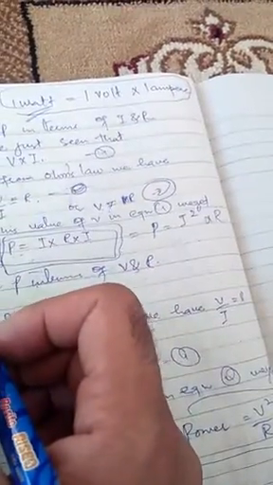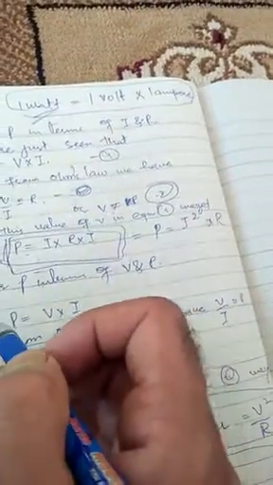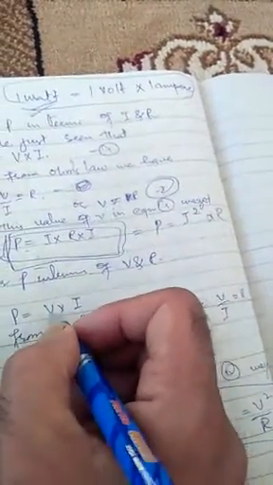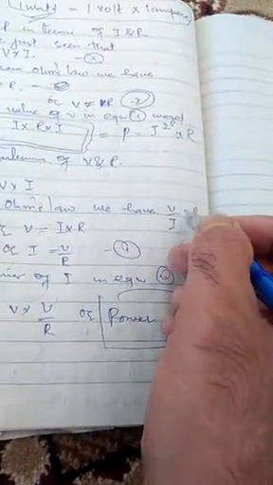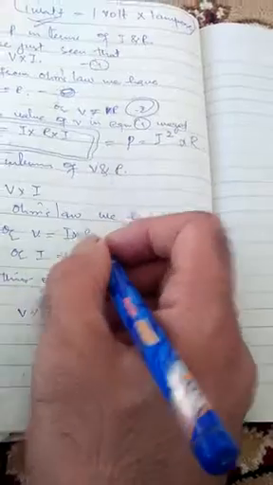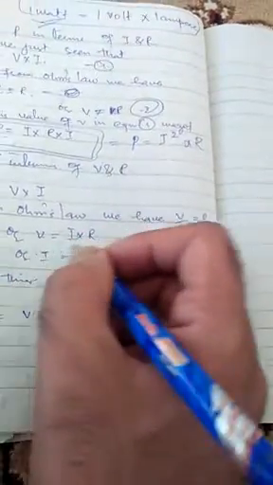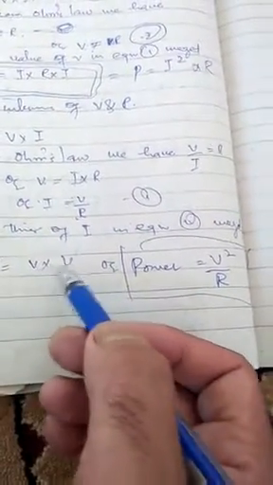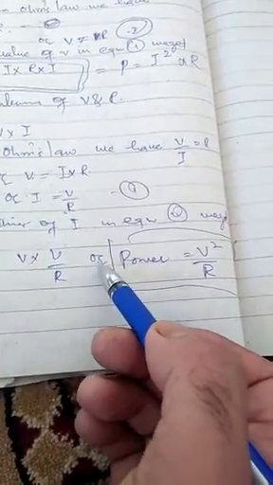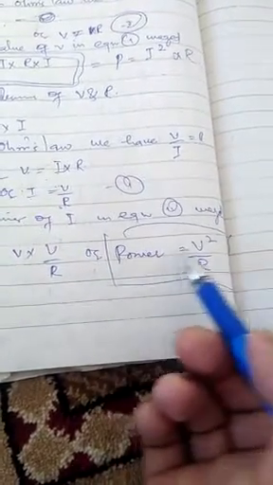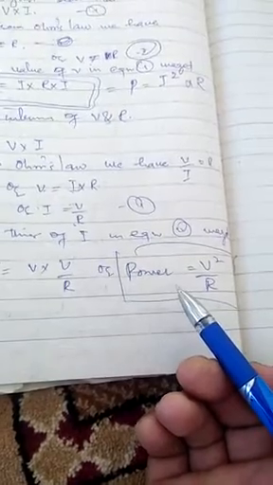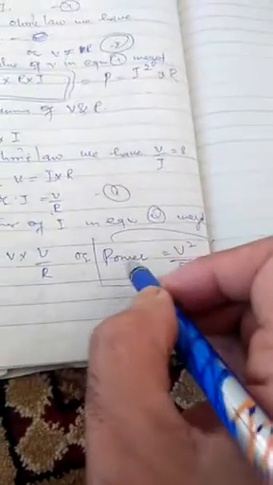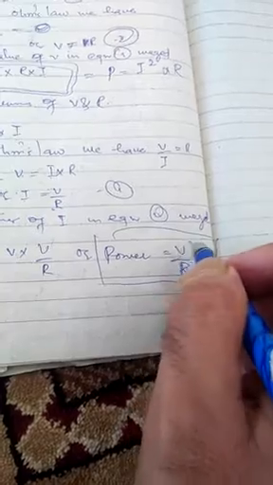And in the power definition, in terms of V and R, we know that P is equal to V into I, and from Ohm's law we know that V divided by I is equal to R, or I is equal to V divided by R. Putting this value of I in equation first, we get P is equal to V into V divided by R, or P is equal to V square divided by R.